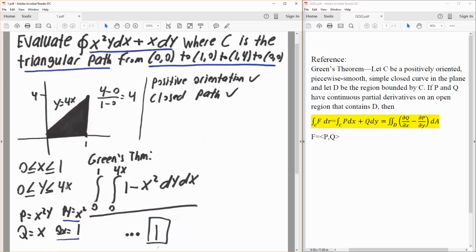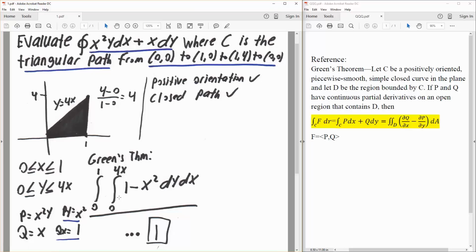And for Green's theorem, the term for P would be the dx term, so x squared times y. And the term for Q would be the dy term, so x. Now we take the partial derivative with respect to y for P, so we get x squared, and the partial derivative with respect to x for Q, so we get 1.